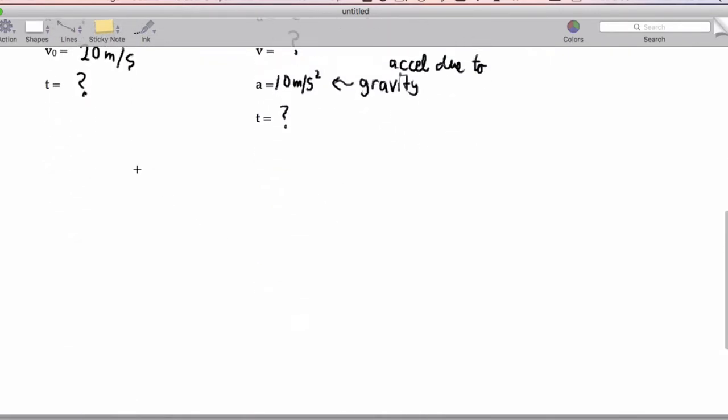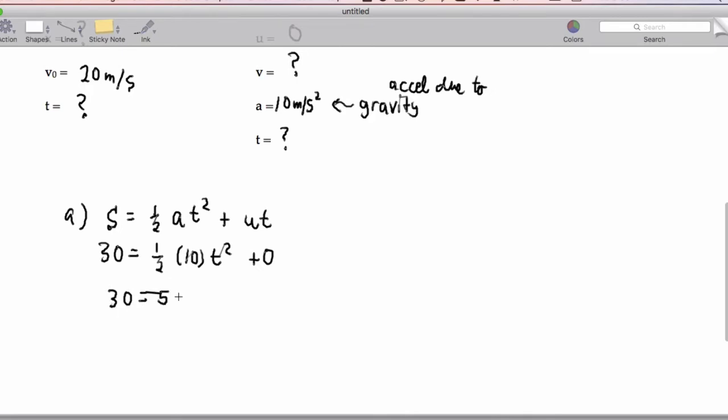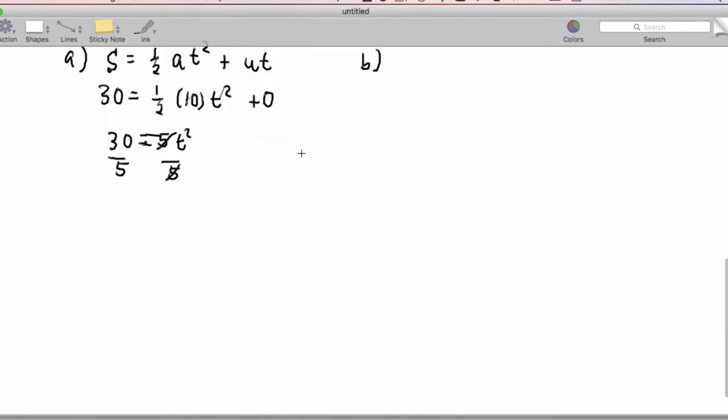So for part A, we want the time at which it'll hit the ground. So we use s equals 1/2 at squared plus u times t, and that's going to be 30 equals 1/2 times 10 times t squared plus 0. I know a lot of students will just say 30 equals 5t squared when they simplify. This is going to be 30 equals 5 times t squared. A lot of students skip straight to this step here, which is fine. I can live with that, as long as you know what you're doing.